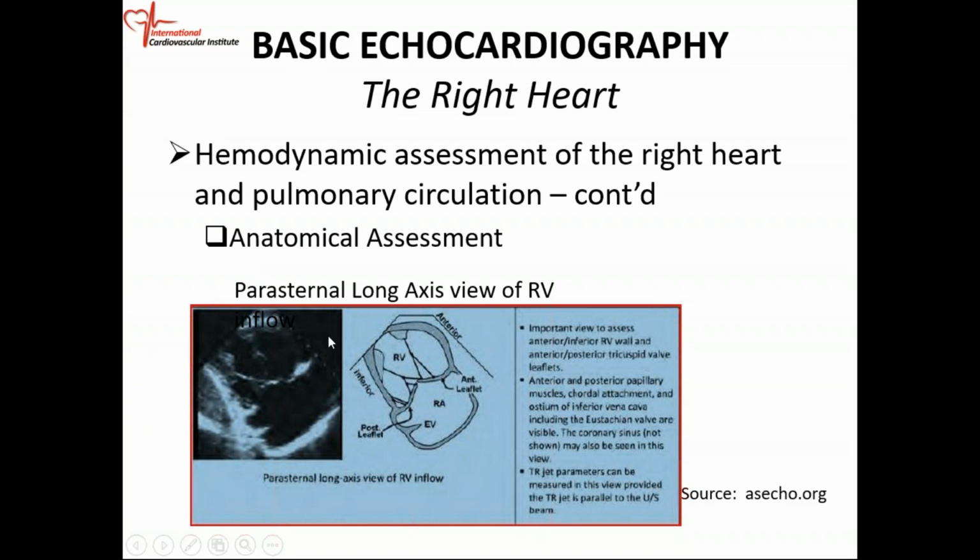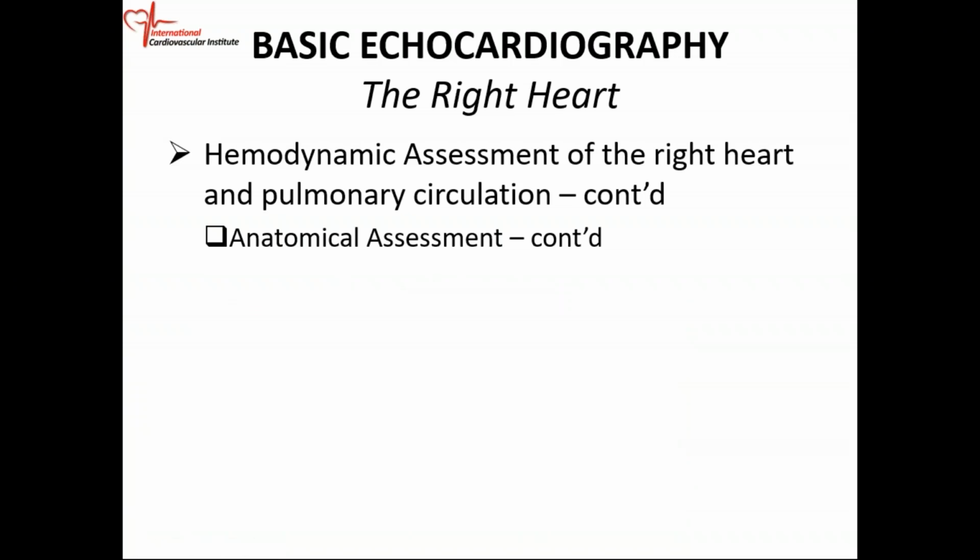So this is the actual two-dimensional image. The RV is right there, RA is right there. This is your tricuspid valve, the posterior leaflet, anterior leaflet. The cords are attached to the papillary muscles. This is the eustachian valve. The coronary sinus is usually down here, the inferior vena cava is right there. So you have to know your anatomy.